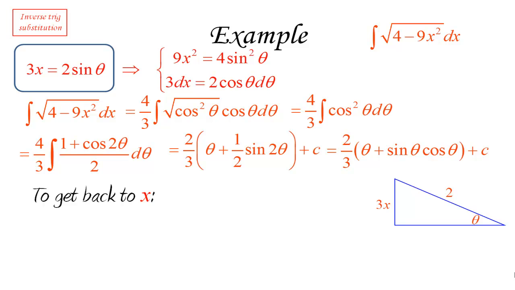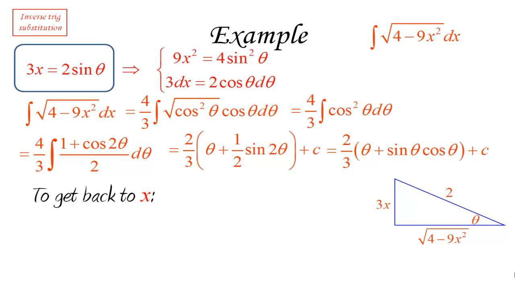Okay? So once we have two sides of the triangle, we can use the Pythagorean theorem to figure out that the last side of the triangle is going to be given by the square root of the hypotenuse squared, which is 4, minus the other side squared, which is 9x squared. Now notice that the length of this remaining side is exactly the form that we focused on for our integral. That's good news. It means that we are structuring the thing correctly.